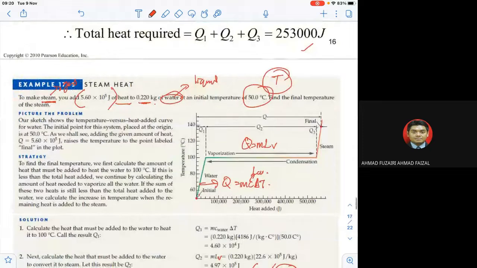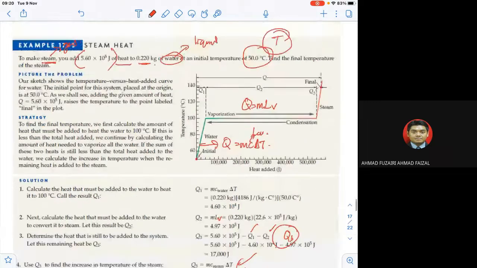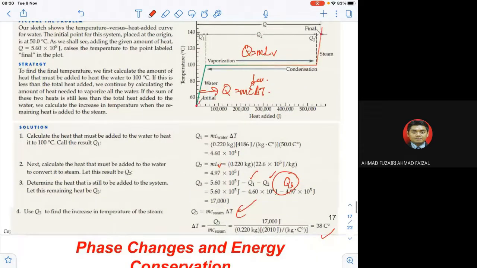So we can say that, from here, the delta theta will be 38 degrees Celsius. So that means the final temperature is 138 degrees Celsius.